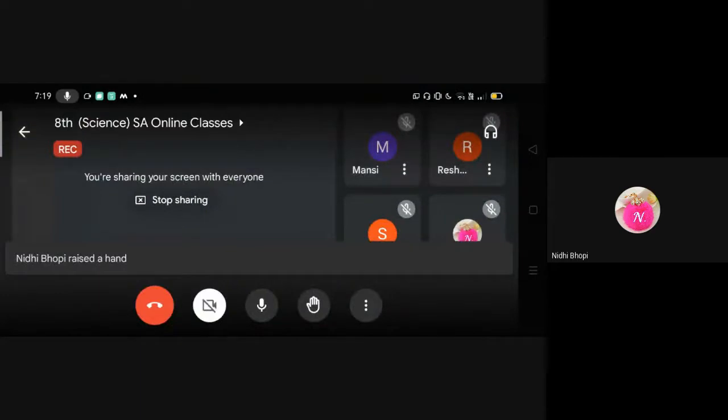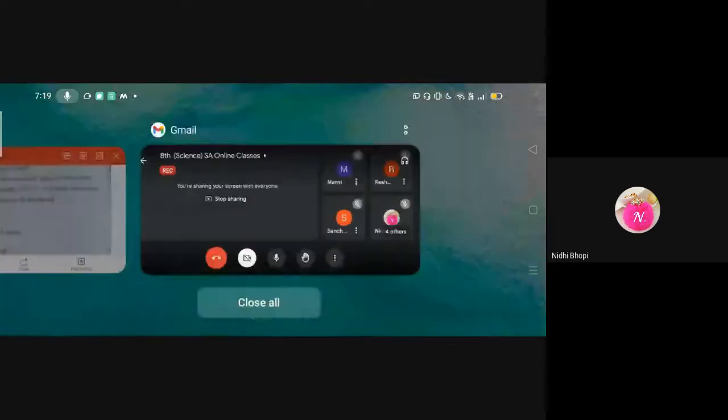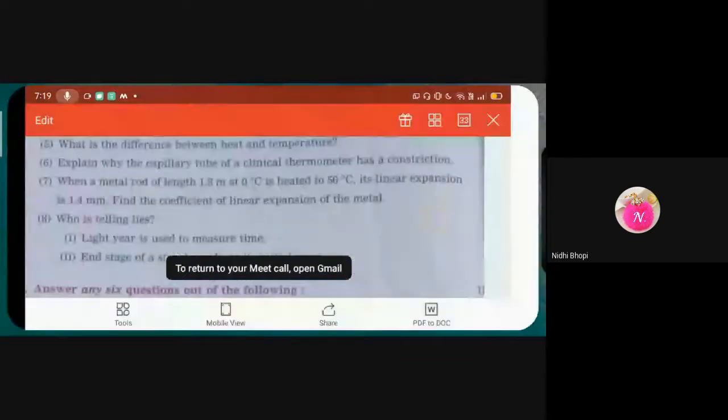Yes, Nidhi. Yes, ma'am. When the temperature of a patient is measured with a clinical thermometer, the mercury in the bulb expands and rises in the tube. The small constriction in the thermometer prevents the mercury thread from returning into the bulb. Thus, the patient's temperature can be read easily after removing the thermometer from his body. Very good, Nidhi.